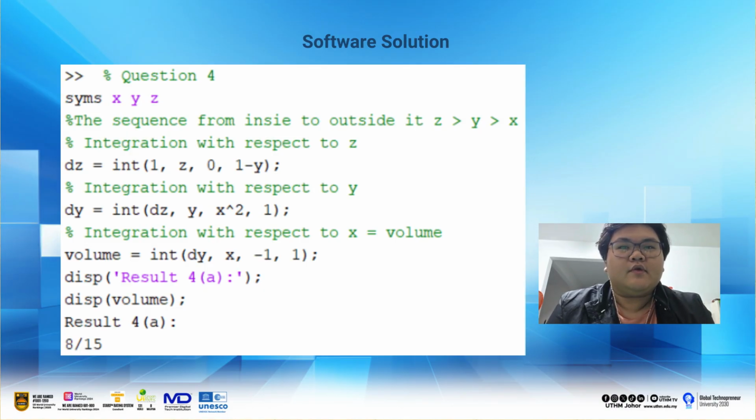After that, we do it for dy, which is with respect to y. The lower limit is x squared, the upper limit is 1. And then the volume is equal to the integration with respect to x also. So from here, we just integrate with respect to x. The lower limit is -1, the upper limit is 1. After that, we just display the answer, and the result we get from this software solution is 8 over 15, which is also the same as the manually calculated one.